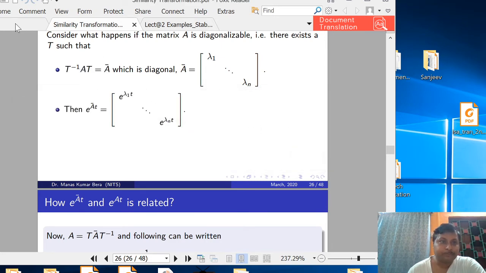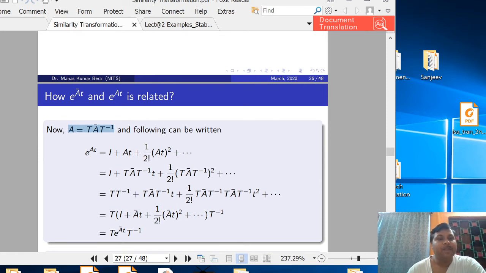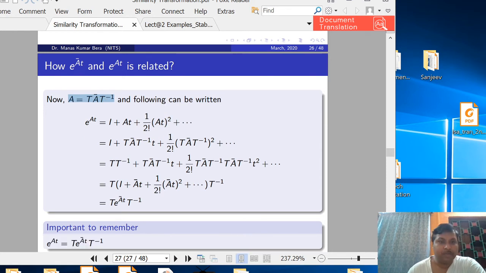So from this relation, A equals T A bar T inverse. Now e to the power At, from the relation we know, is I plus At plus 1 by 2 factorial A squared t squared. We can write A by this relation as T A bar T inverse, and I is T into T inverse. Then we expand the square by writing T A bar T inverse, T A bar T inverse. From here it is very clear that we can write this as T into I plus A bar t plus 1 by 2 factorial A bar t whole square, plus so on, times T inverse. This part is basically e to the power A bar t.